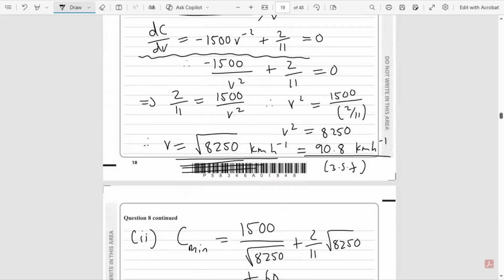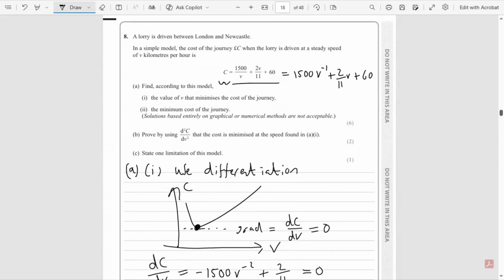Now let's go to the last part, part C. Part C just says state one limitation of this model. If we look at the modeling assumptions back here, it says in a simple model, the cost of the journey when the lorry is driven at a steady speed of v kilometers per hour. Now that's the key point. The model is based on a steady speed. In reality, if you're driving a lorry, it's not going to remain at a constant steady speed. So that is the key limitation of this model. We can't drive at a constant steady speed.